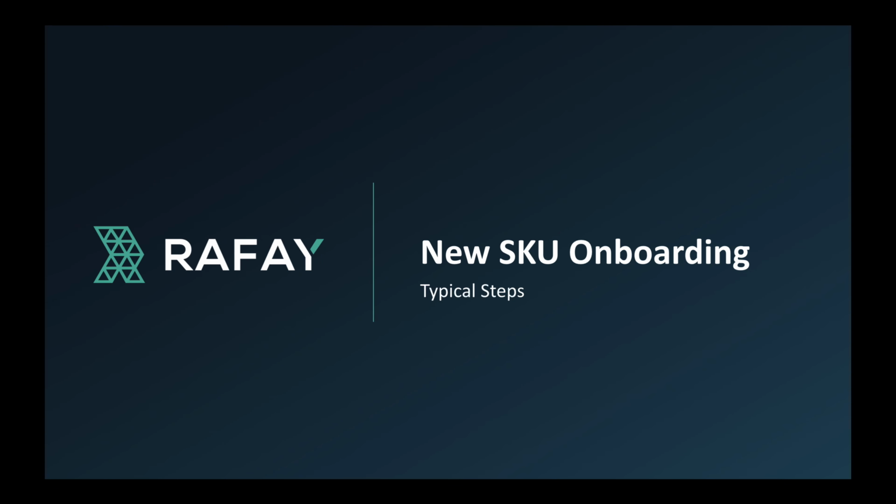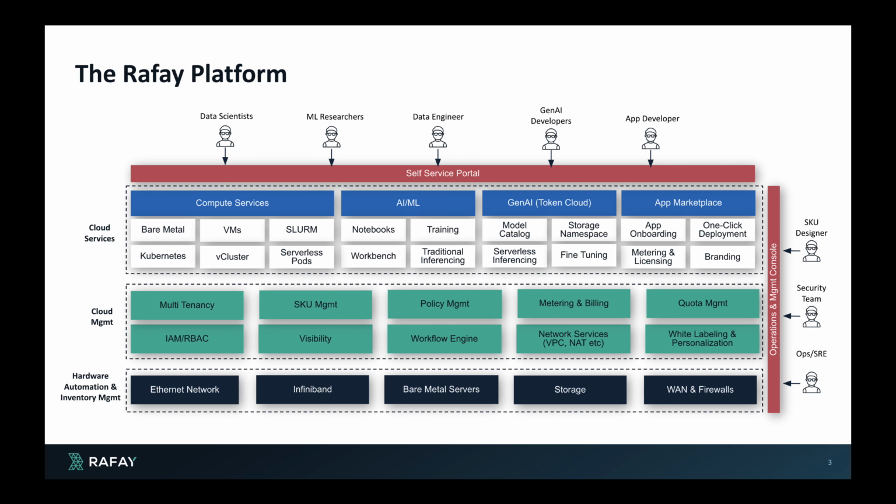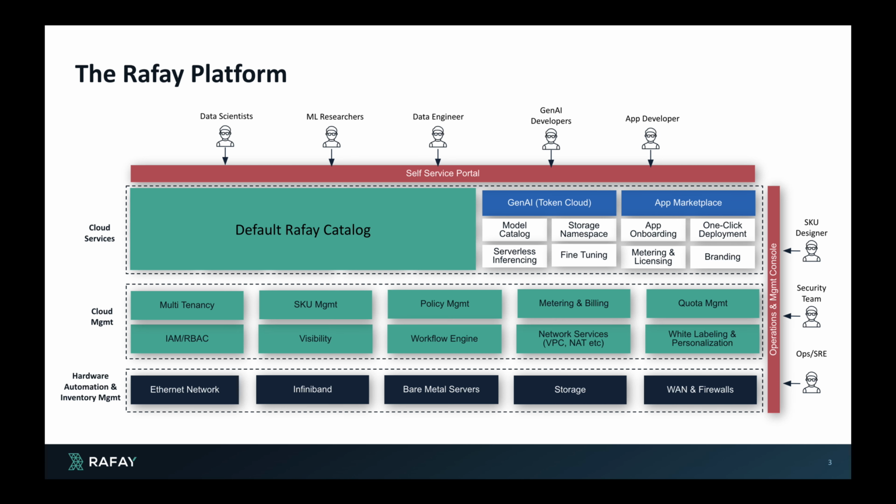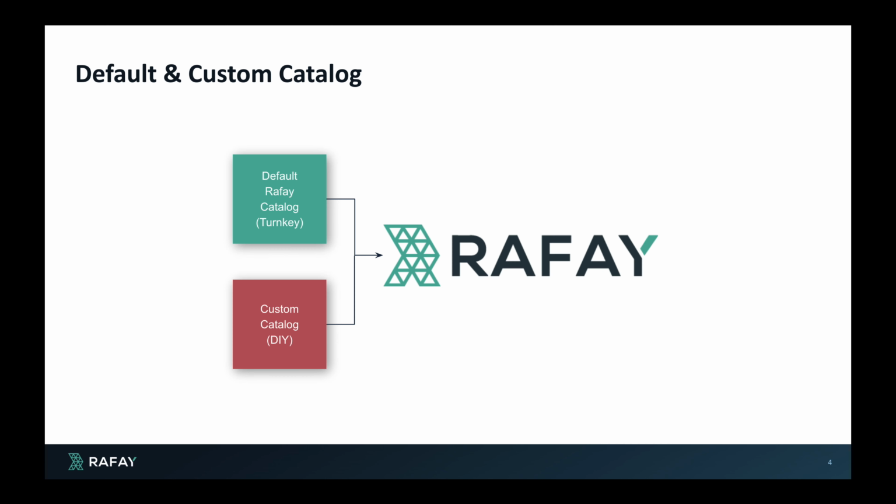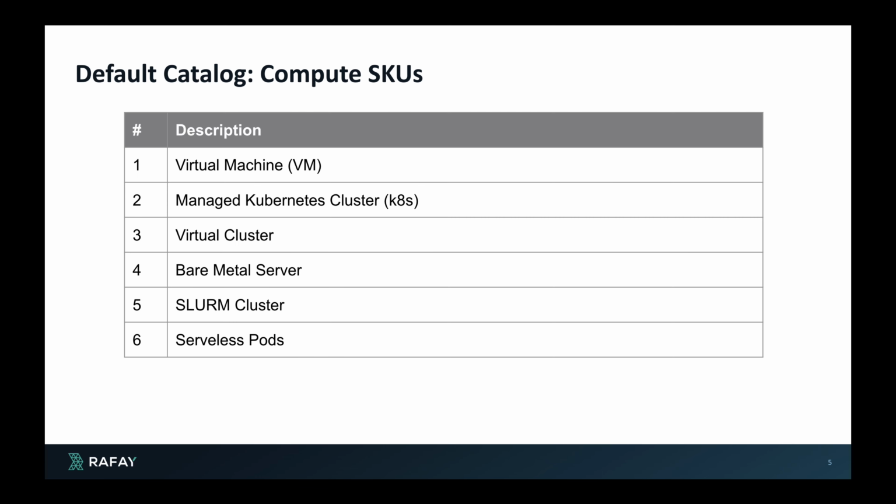In this video, we'll look at the typical steps that are required to onboard new SKUs in Rafay. The Rafay platform provides a number of end-user facing compute and AI ML services out of the box. Many of these are provided as part of the default catalog in the Rafay platform. Customers can also bring custom applications and add to the catalog in a DIY manner.